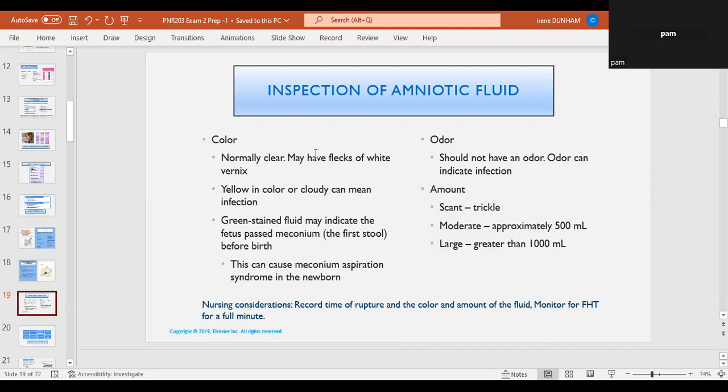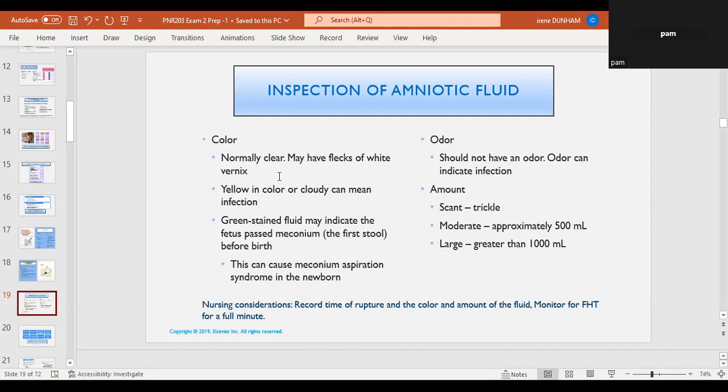That's because the baby slept them off. Okay, now you know the vernix is nature's cold cream, and lanugo is the little fine hairs that are on the baby. Now you can see that when she has an AROM or an SROM, spontaneous, you might see that. Now, if she has yellow in color or cloudy amniotic fluid and it has an odor, you've got an infection. Okay, it's not good.